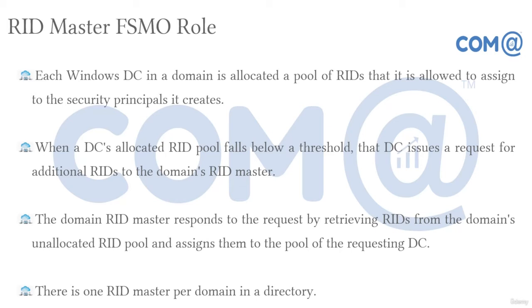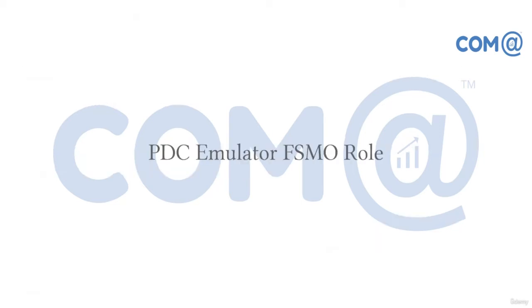So basically, the domain RID master responds to the request by retrieving the RIDs from the domain's unallocated RID pool and assigning them to the pool of the requesting domain controller. Also, there is only one RID master per domain, and you cannot have more than one RID master in each domain.